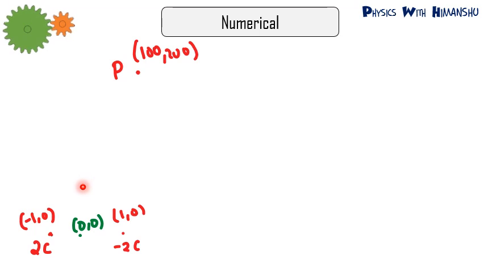So now coming to a numerical, suppose 2 coulomb charge is at minus 1 comma 0 and minus 2 coulomb charge is at 1 comma 0, and center of dipole is 0 comma 0, and you have to find potential at point P. Suppose point P has coordinates 100 comma 200. Now what will be the potential at P?